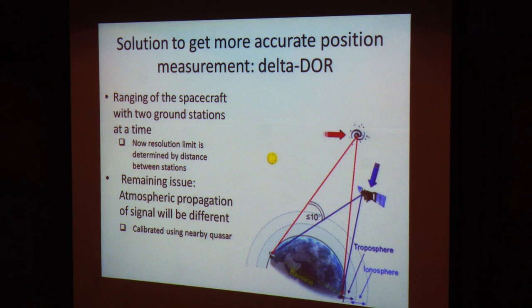Then in the simple calculations that I just had on the last viewgraph, the relevant length scale for the resolution is not anymore the size of the dish, but the distance between the two stations, which then will be several thousand kilometers. Now there's an additional problem that with the stations several thousand kilometers apart, the atmospheric propagation of the wave will be completely different, which is by itself difficult to correct, but this is nowadays solved by looking at quasars whose positions on the sky are very, very accurately known, and using the observation of this quasar, that's a couple of degrees typically away from the spacecraft, to correct for the atmospheric effects and to do the navigation.